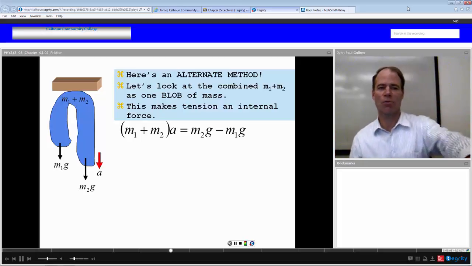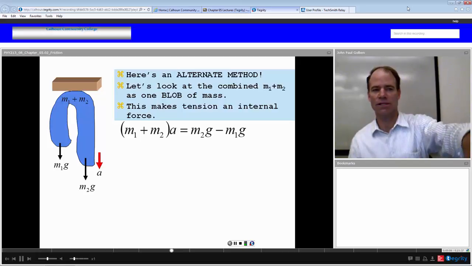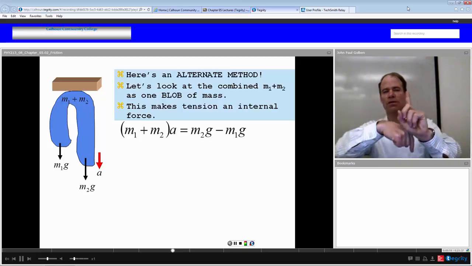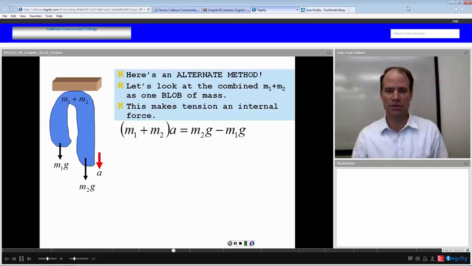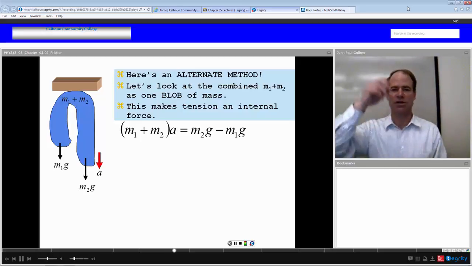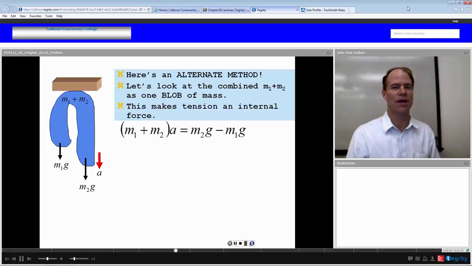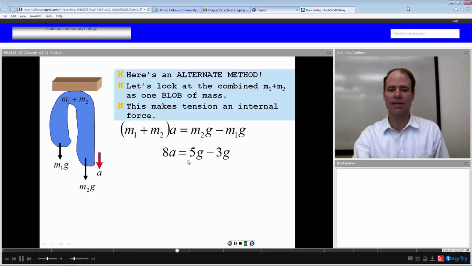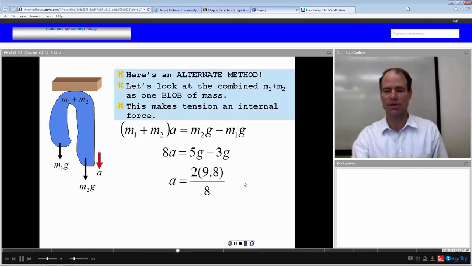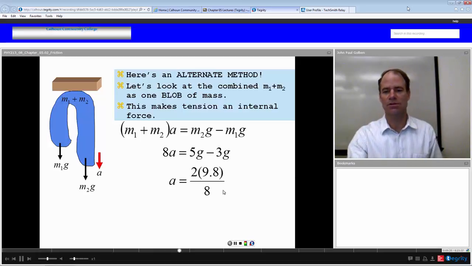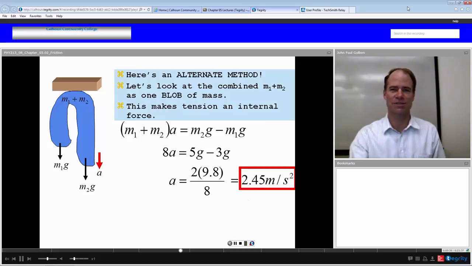I might want to worry about the normal force or the weight at the pulley, but those are going to be perpendicular to the direction of motion, so they'll be transverse. They add up to 0 in that direction. So as far as the acceleration direction is concerned, this is what I have going on. So right away, I would have 8 times a is equal to 5g minus 3g. Acceleration is going to equal 2 times 9.8 divided by 8, or 2.45 meters per second squared.